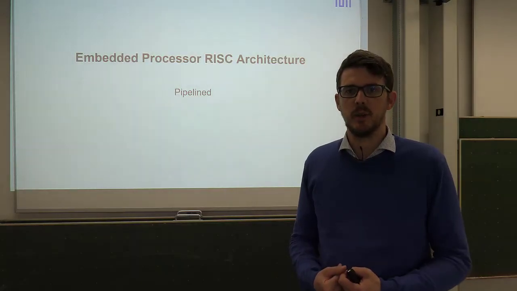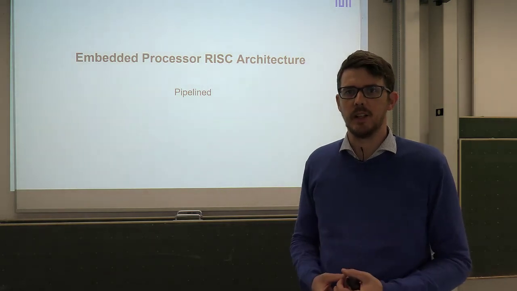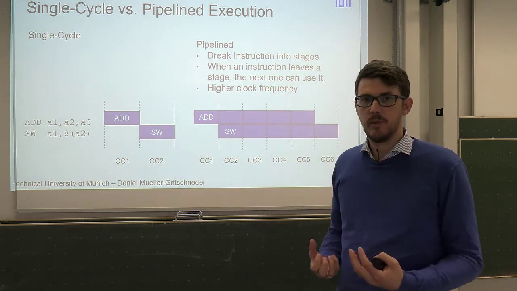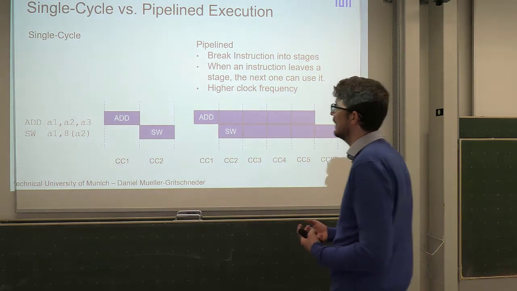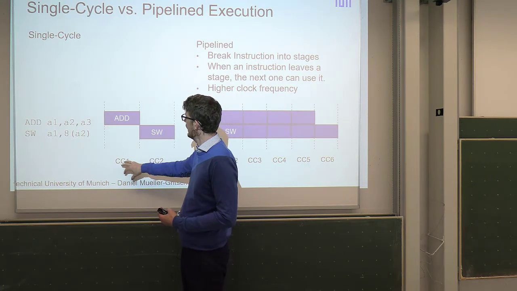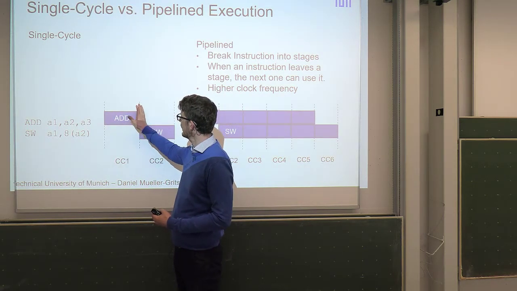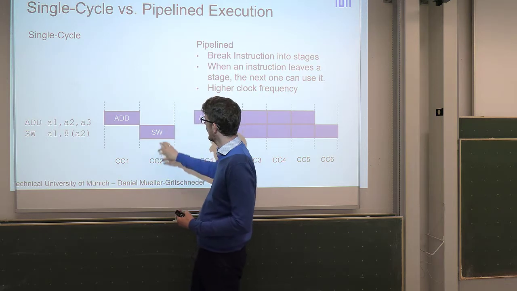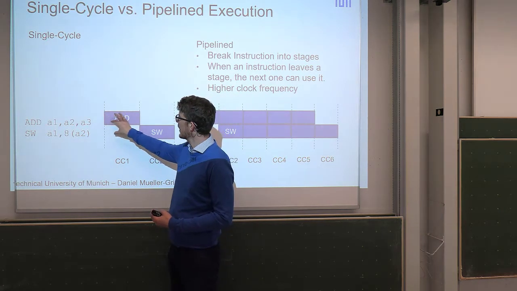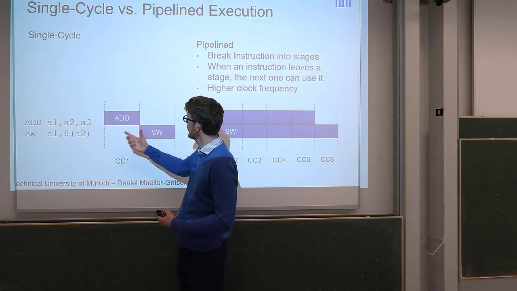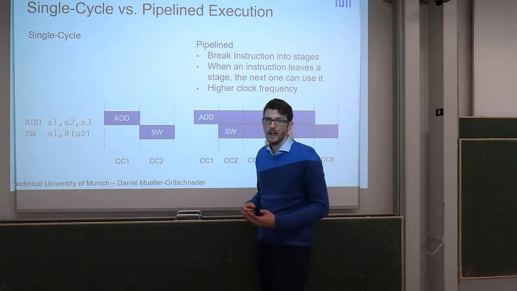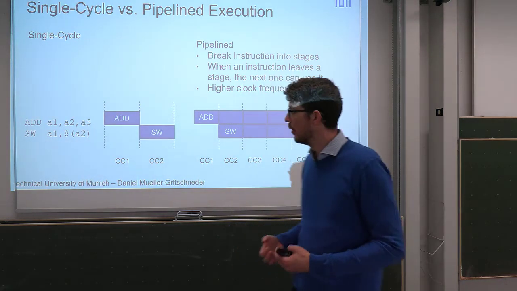Okay, so now let's have a look into pipeline processor architectures. So now let's do a comparison, a step back. Let's first look into the single cycle again. The idea of the single cycle was we have maybe two instructions, one add, one store word instruction. Then in the first cycle, we would do the add instruction until it's complete. And then in the next cycle, clock cycle 2, we would do the store word instruction. But the problem is this add instruction can be quite complex, right, and the store word instruction. So the time to execute can be quite long. Therefore, these clock cycles become quite long.